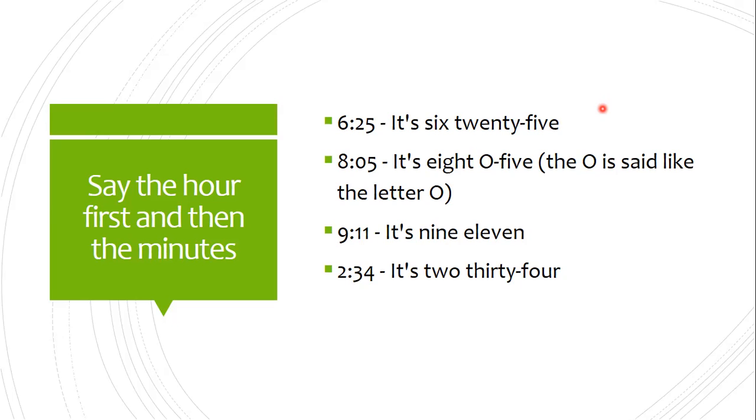Okay, thank you. So you can see that this is the easiest way that we have to say the time. Esta es la manera más fácil que nosotros tenemos de decir la hora. It's 6:25. It's 8:05. It's 9:11. It's 2:34. Okay? Esas son las dos formas que tenemos con las horas. Son las 6:25, son las 8:05, las 9:11 y las 2:34.